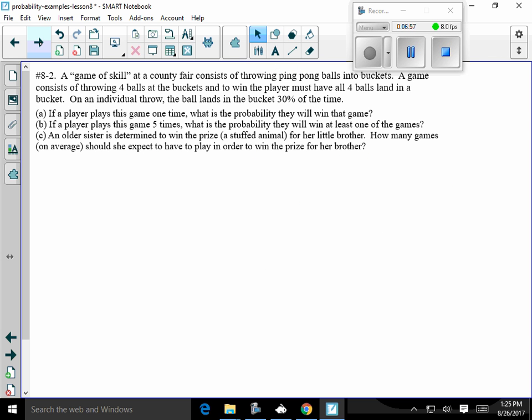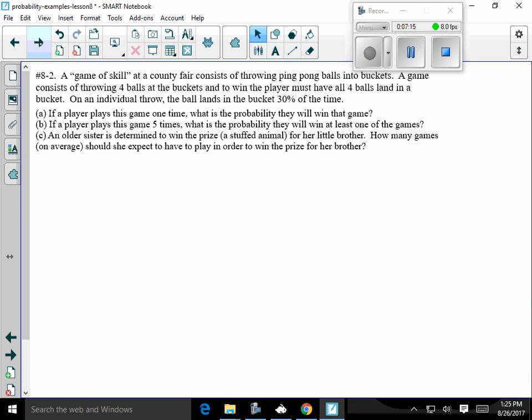The next one says, a game of skill at a county fair consists of throwing ping pong balls into buckets. A game consists of throwing 4 balls at the buckets, and to win, the player must have all 4 balls land in a bucket. On an individual throw, the ball lands in the bucket 30% of the time. So the questions are, if a player plays this game 1 time, what's the probability they'll win that game?